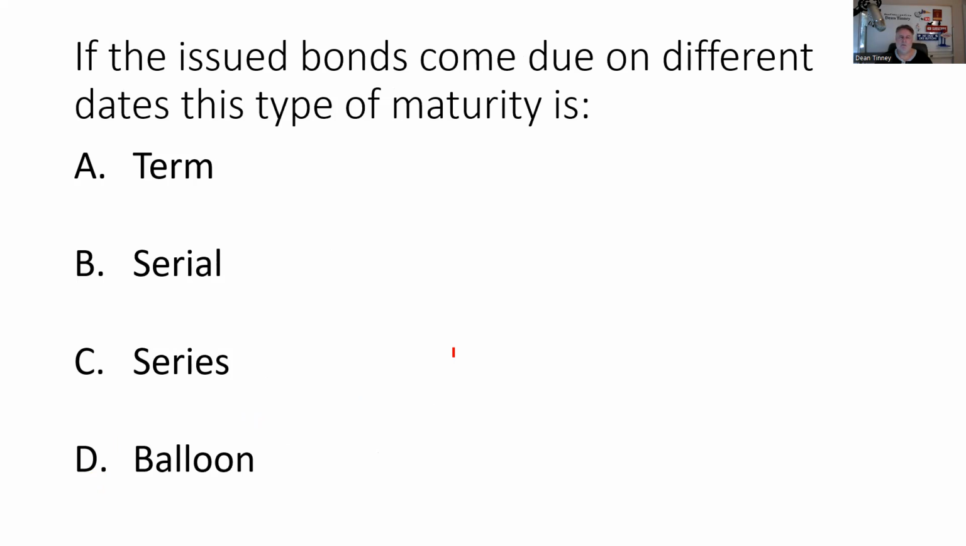If the issued bonds come due on different dates, this type of maturity is known as serial. I had a student who said the way they're going to remember this is like a serial killer. They come due at different times. So the issuer may borrow $100 million and say the first 10 million is going to be due 10 years from now, the second 10 million, 11 years from now, the third 10 million, 13 years from now, and so forth. So that's serial maturity. Series means different issuing dates, and a balloon just means a larger than normal payment within the maturity schedule.